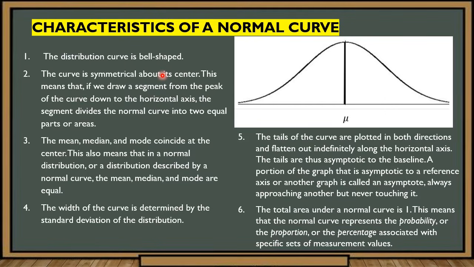So again, the characteristics of the normal curve, just remember the 6 characteristics. First, it is bell-shaped. Second, the curve is symmetrical about its center. Third, the mean, median, and mode coincide at the center. Fourth, the width of the curve is determined by the standard deviation. Fifth, the tails are asymptotic to the baseline. And last, the total area under the normal curve is 1. And now, take note, the mean is found at the center of the curve.